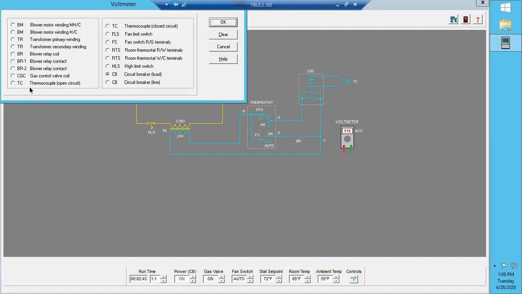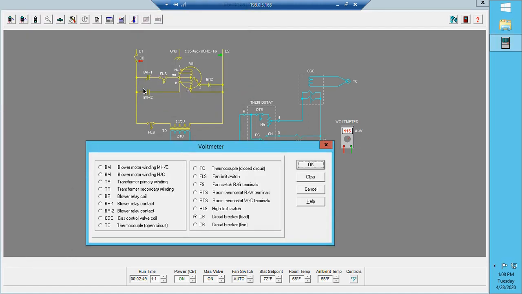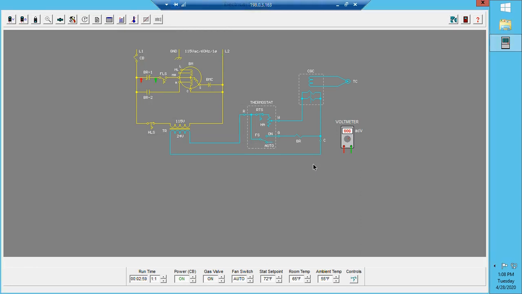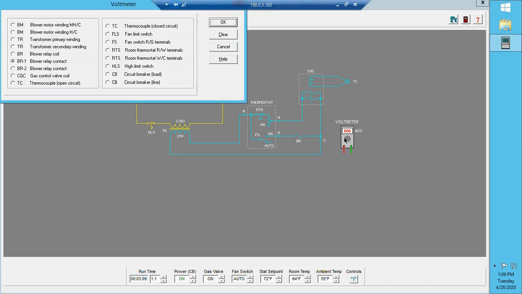Let's go across another one that we can use. What about our burner relay number 1? Can we go across that? Yes, we can. Okay, 0 volts. What do we know with a voltmeter? 0 volts across a closed switch means it's closed. All right, good. Let's move on to the next one.